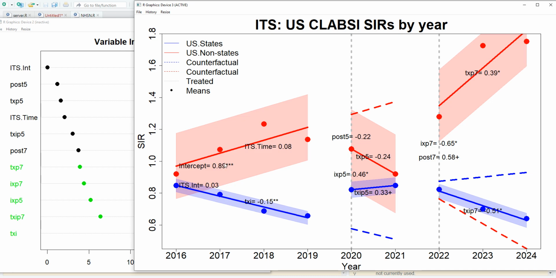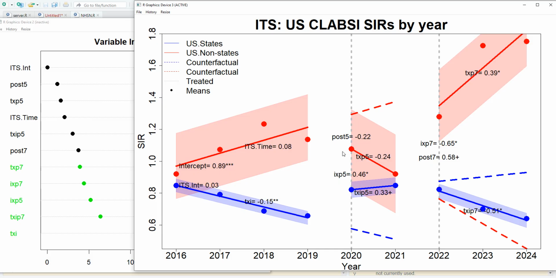And then when we look at the U.S. territories and D.C., it was increasing but not significantly. ITS time is not significant. We don't see the asterisks that would indicate the level of significance. But we do see it increasing.